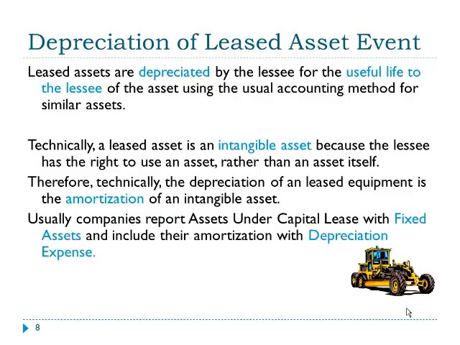The second event is depreciation. Leased assets are depreciated by the lessee for the useful life to the lessee of that asset using the usual accounting method for similar assets. Technically, a leased asset is an intangible asset because the lessee has the right to use an asset rather than an asset itself. Therefore, technically, the depreciation of leased equipment is an amortization of an intangible asset. However, it really is more common for companies to report assets under capital lease along with their fixed assets and to include the amortization on these assets under capital lease with depreciation expense.